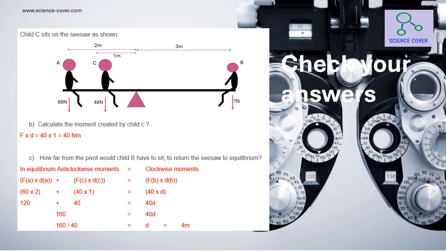So that's 60 times 2 plus 40 times 1 being equal to 40 times D. So this gives us 120 plus 40 equals 40D. So 160 must be equal to 40D. So to find D, I can do 160 divided by 40. This gives me 4 meters.